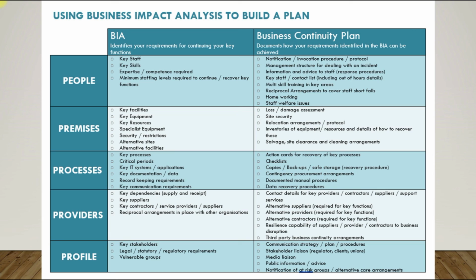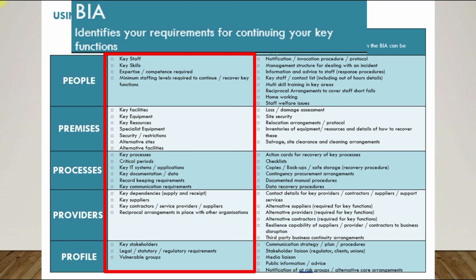In the next matrix, what we're doing now is identifying the requirements for continuing your key functions. So you'll notice that again, we have people, premises, process, providers, and profiles down on the left column. But in the second column, we're really giving all that information that will show your requirements for continuing if there is a disaster.